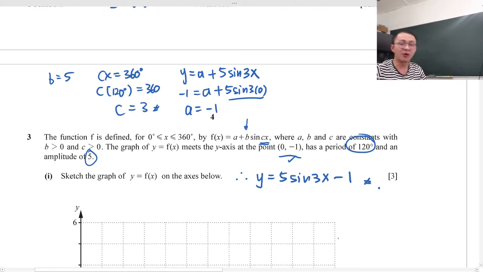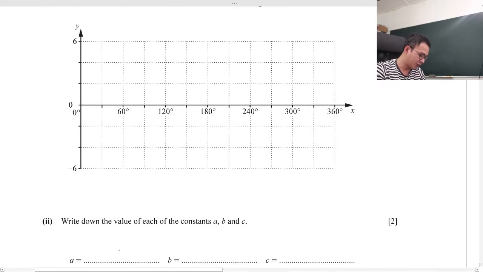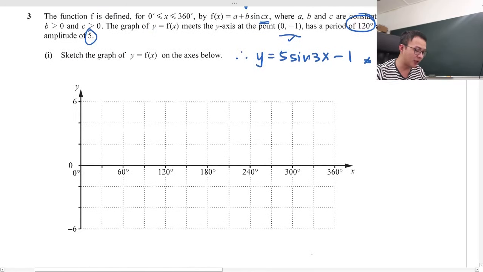Alright, so this is all my ABC. I already found my ABC. Of course, you can write your ABC over here, which is negative 1, 5, and 3. And then the next thing I will need to do is basically sketch the equation. In order to sketch this equation, I will focus on the negative 1 first. That means it's somewhere here. Negative 1. So I draw a dotted line for it. If you have a ruler, you should have a nicer dotted line. This one is just drawn freehand. You shouldn't do freehand here.